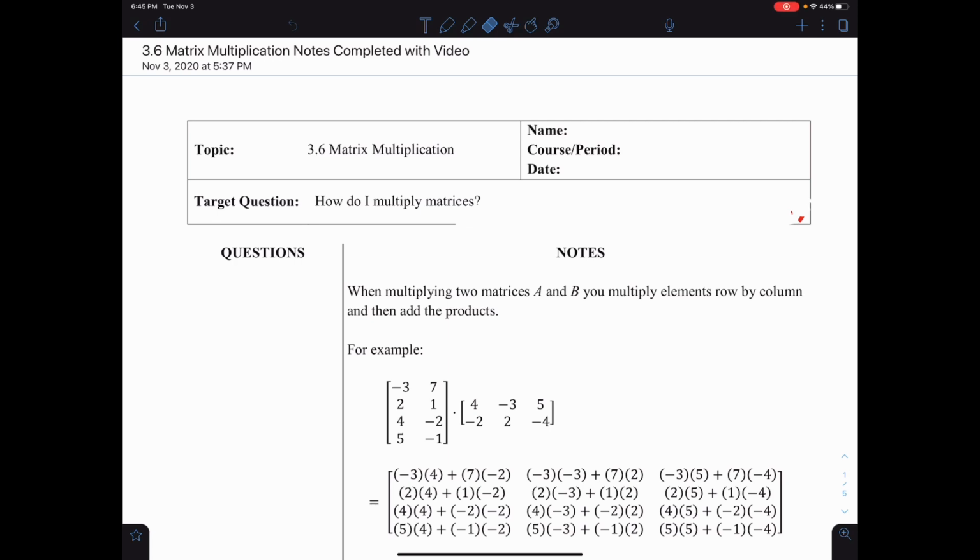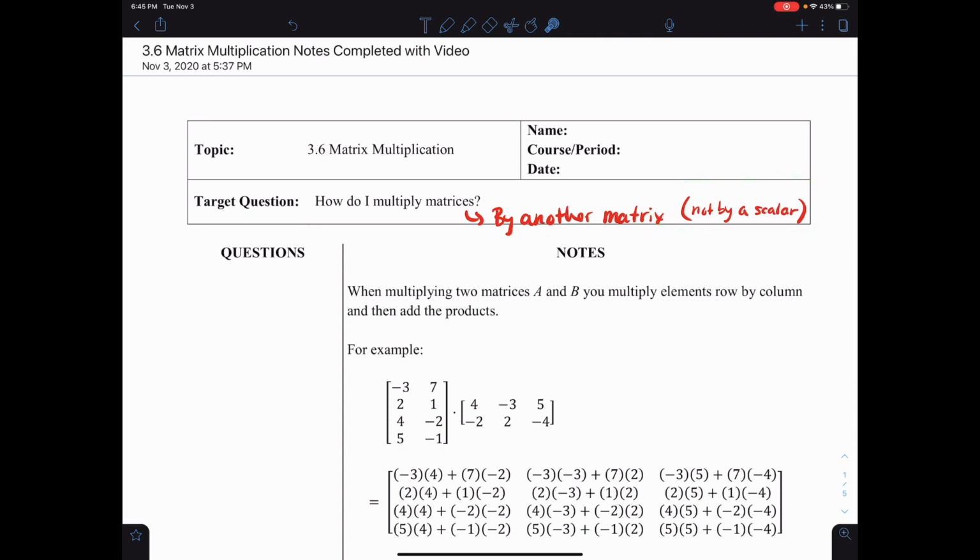What up, friends? Today we're going to go through some video notes on topic 3.6, which is matrix multiplication. And the target question is, how do I multiply matrices? I just wanted to clarify that a little bit further. So we're going to take a matrix and multiply it by another matrix, not by a scalar.